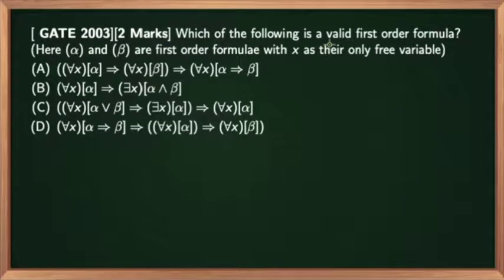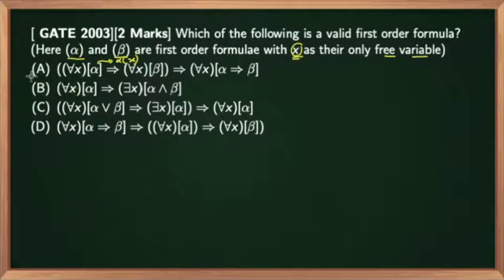Which of the following is a valid first order formula? Here alpha and beta are first order formulas with x as their only free variable. So that means the value of alpha depends on the value of x. Alpha can evaluate to true or false depending on the value of x. So when we write this alpha, it really means our usual notation of alpha of x.